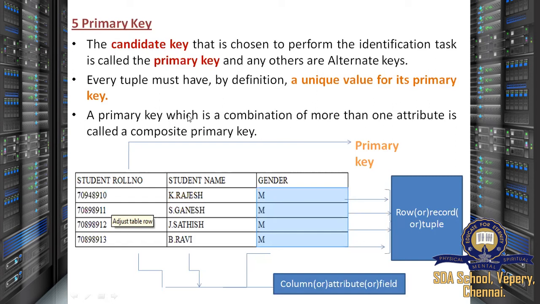A primary key which is a combination of more than one attribute is called a composite primary key. If a table contains more than one primary key, we can call that combination a composite primary key.